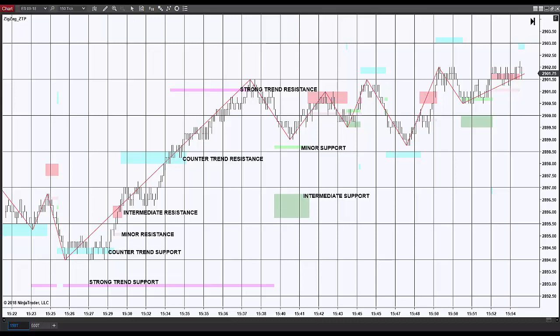a pattern. So as we see here, the resistance starts off at minor. This is a very difficult to see small little area right here, and that's going to be changed in the next version. We have intermediate. The next resistance zone is called counter trend, and the resistance zone on top is called strong trend. As far as support goes, the same way, we name them minor, intermediate, counter trend, and strong trend.